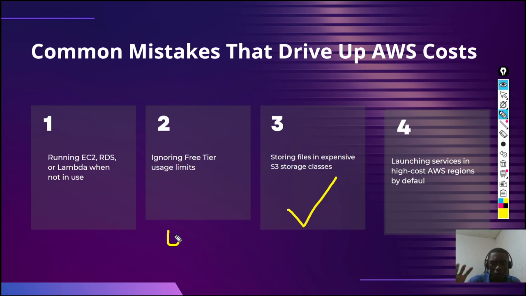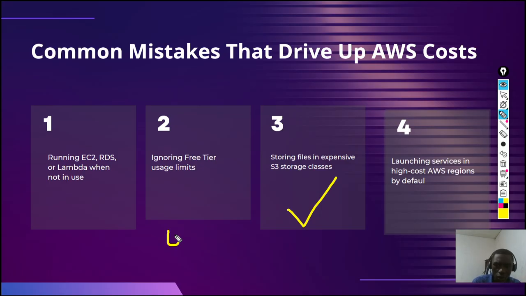All this is because of certain things like the cost of real estate in that particular region, the cost of electricity in that region, how long AWS has been established in that region, compliance law, regulation, and all these factors. They affect the cost of resources in a particular region.